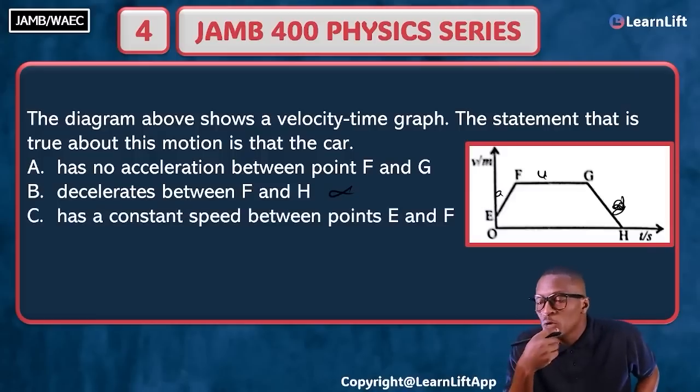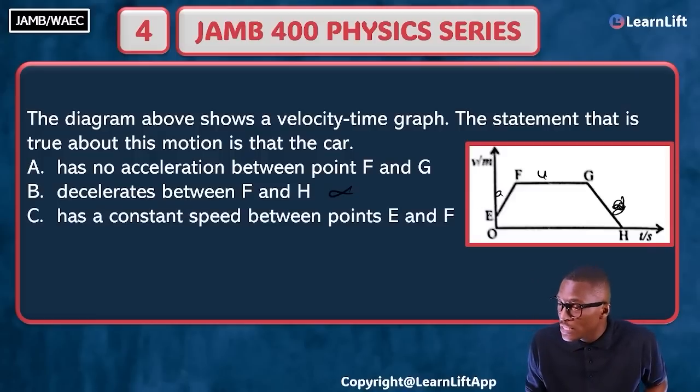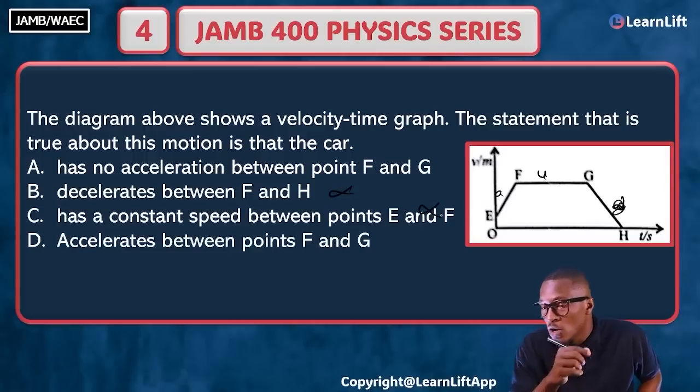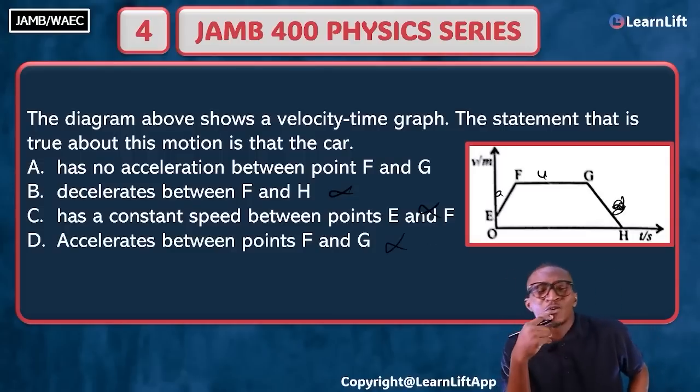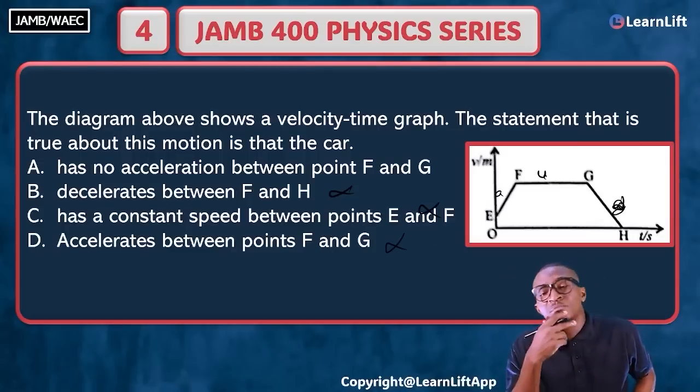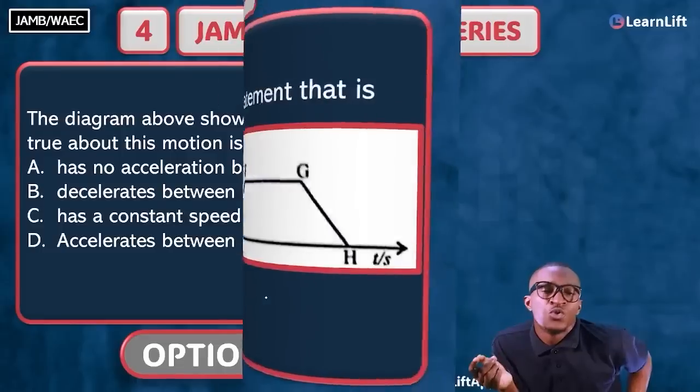Let's see option C. Has a constant speed between E and F. No, it's accelerating. It does not have a constant speed. So C is wrong. Option D says accelerates at F and G. F and G, it is uniform, so it is wrong. What becomes the answer? Of course, option A becomes the answer. No acceleration between F and G. Do you understand that?